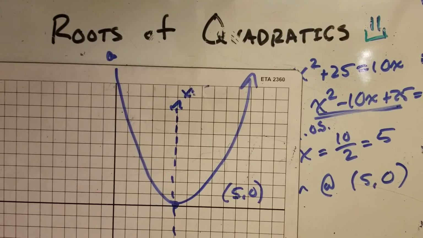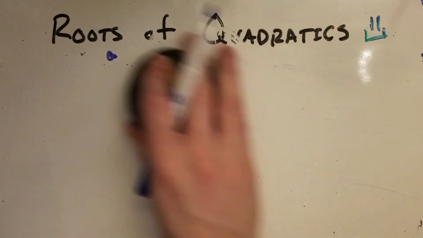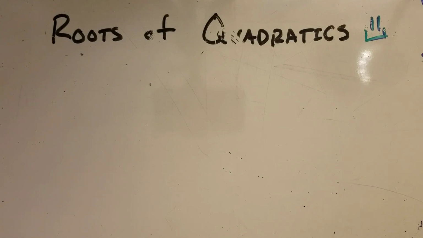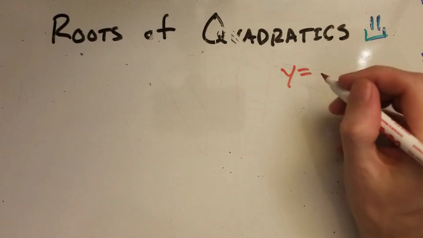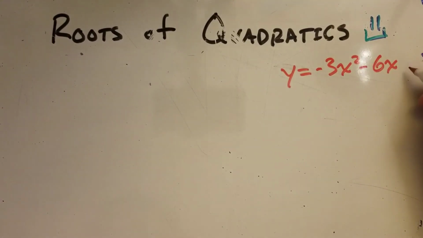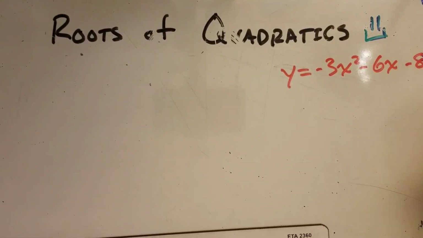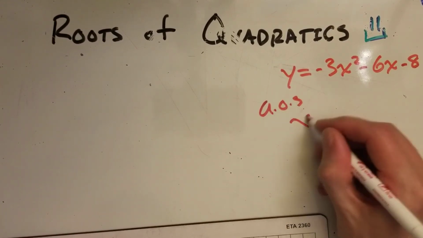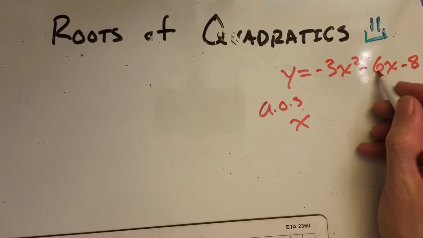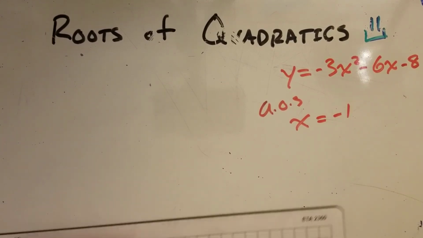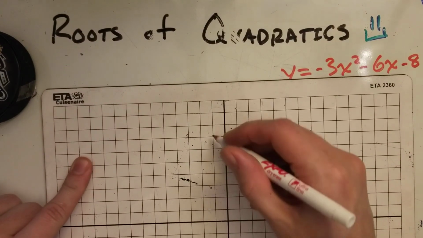Alright, we'll try the last one, and then I'll send you on your way. So our last one, let's go to red. We have y equals negative 3x squared minus 6x minus 8. Go ahead and find your axis of symmetry. Opposite of b is plus 6 over 2a is negative 6. So your axis of symmetry is x equals negative 1.